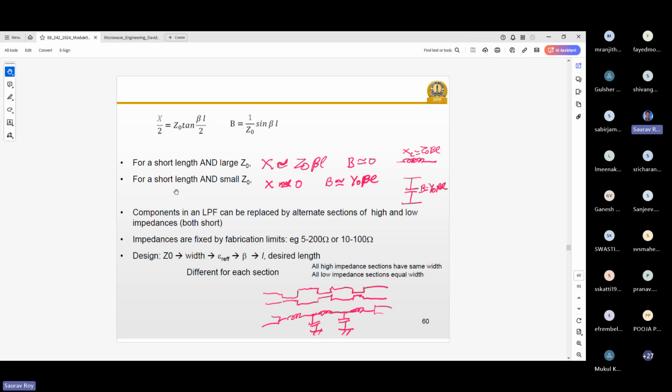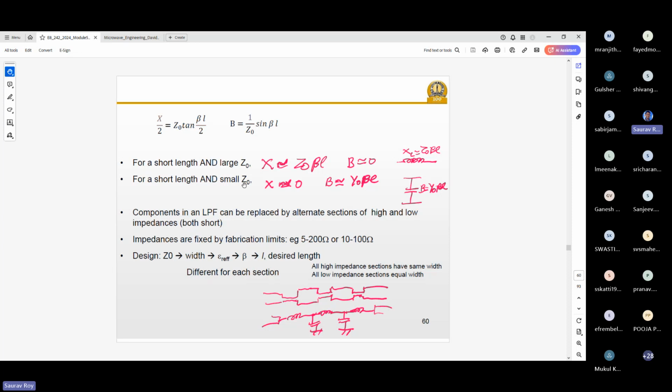Similarly, if you take a short line with very small characteristic impedance, you can put it in this trigonometric equation, and X becomes 0 and B, the reverse of 1 over C, becomes Y naught beta L. So the susceptance is close to Y naught beta L. So you can replace a capacitor with a very small characteristic impedance Z naught and a short length line. That is another equivalence.